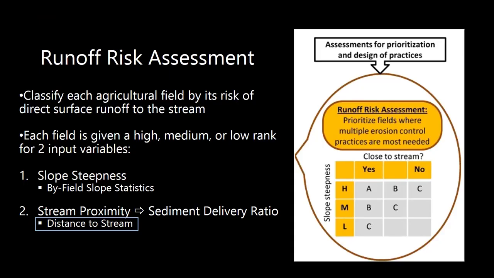The runoff risk assessment uses two variables to classify agricultural fields by their risk to direct surface runoff. The first variable is slope steepness, which we'll get by using the by-field slope stats that we calculated earlier. And then the second is stream proximity, which is actually converted to a sediment delivery ratio. We'll get this value by running the distance to stream tool. The fields are given a rank of either high, medium, or low based on these two variables.